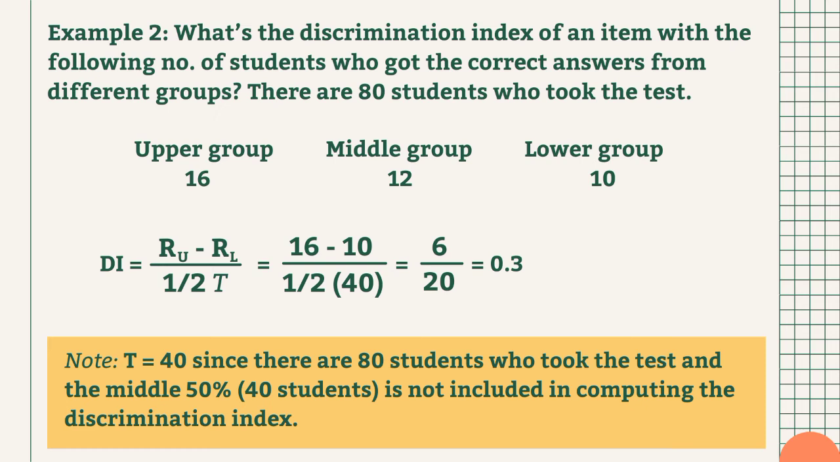So the value of our Ru, which is the upper group, is 16, and for our RL, which is the lower group, is 10. Then our T is equal to 40 since there are 80 students who took the test, and the middle 50%, which refers to the 40 students, is not included in computing the discrimination index. Next is, we will subtract 16 minus 10, which results to 6, and 1 half times 40 is equal to 20. So 6 divided by 20 is equal to 0.3.